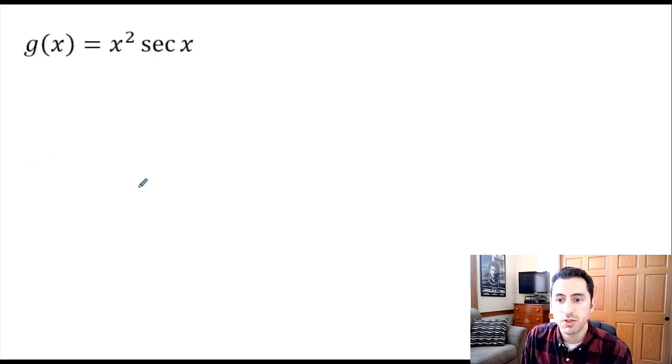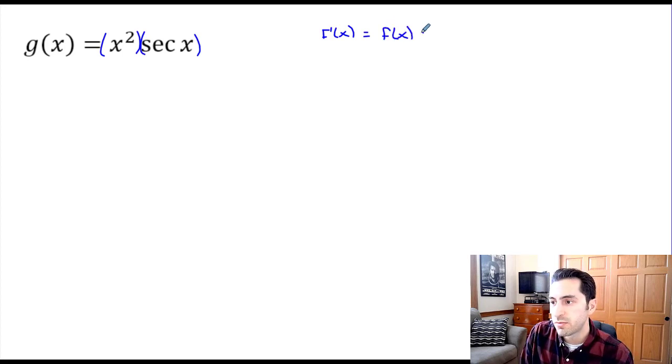So our last one, g of x, is equal to x squared times the secant of x. So in this case, I have two different parts here, and they're being multiplied together. So I'm going to need to use the product rule. Just as a reminder, the product rule, if I have a function that can be written as the product of two other functions, it's the first piece times the derivative of the second plus the derivative of the first times the second.